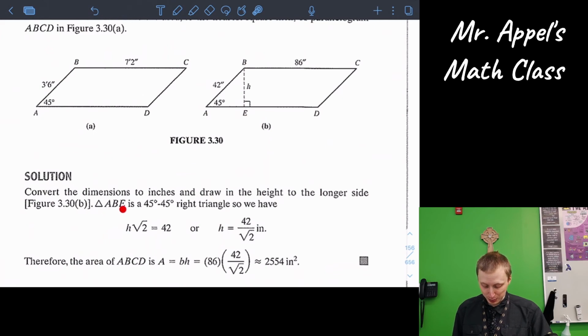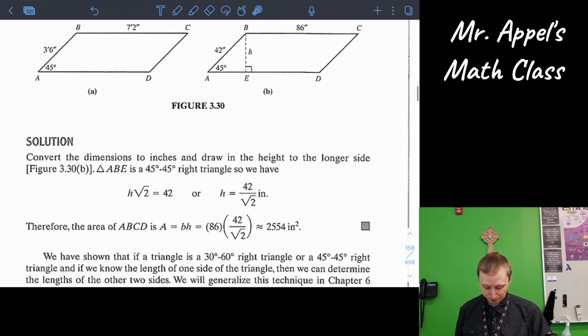Now triangle ABE, this one here, is a 45 right angle. The other one has to be 45, so it's a 45-45 right triangle. So we have h root 2 equals 42, right? The side length times square root of 2 will give us the hypotenuse. Solving for h will be 42 divided by square root of 2.